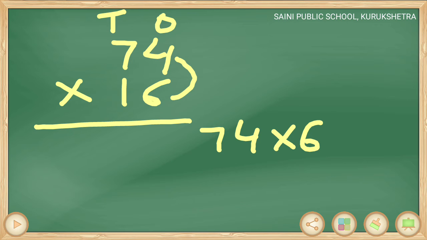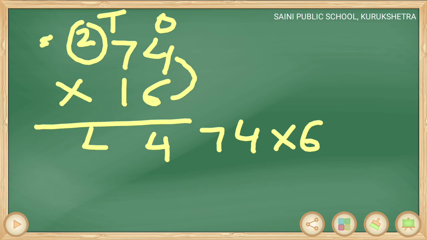Now start doing multiplication. 6 fours are 24. So here 4, and 2 will be carried to the next place. Now 6 threes are 18, 18 plus 2 carry here. So 20 is the answer. So our answer is 204.